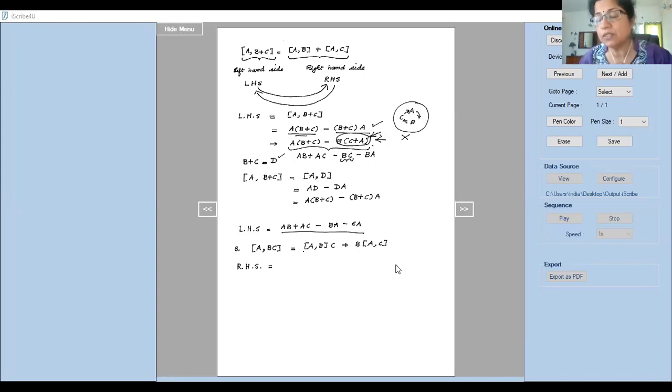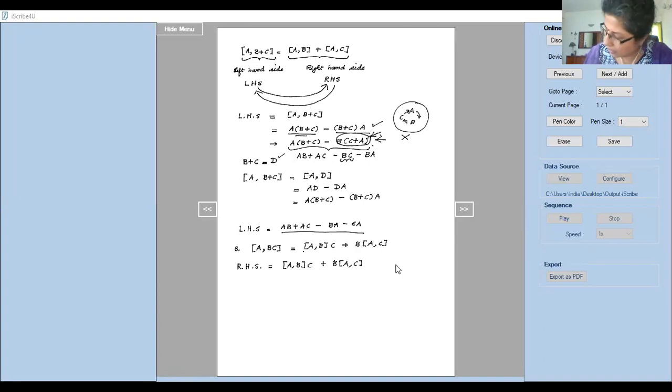What you need to do is to start from one side and end up with the expression on the other side. Start with RHS, end up with LHS; start with LHS, end up with RHS. Then your proof is complete. So now your RHS. What did we say? We have this term [A, B]C plus B[A, C].